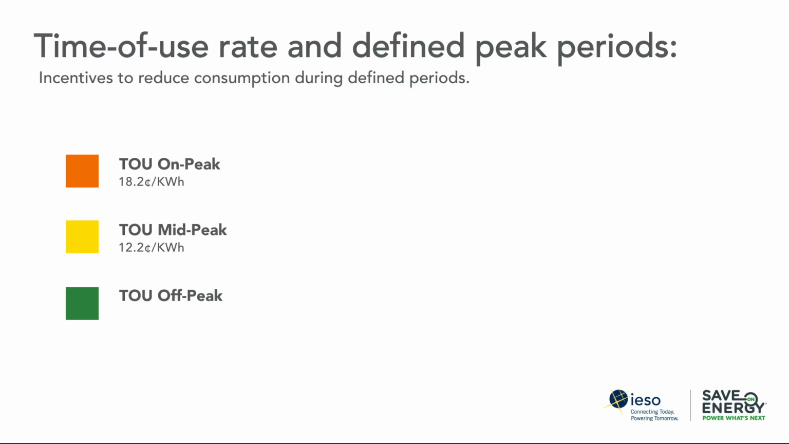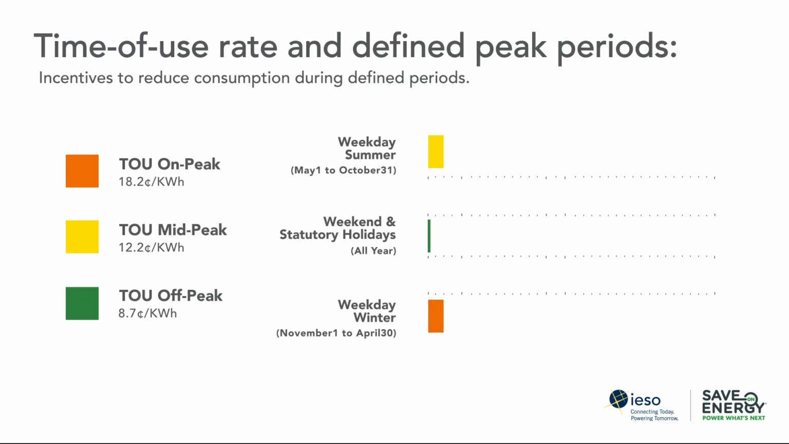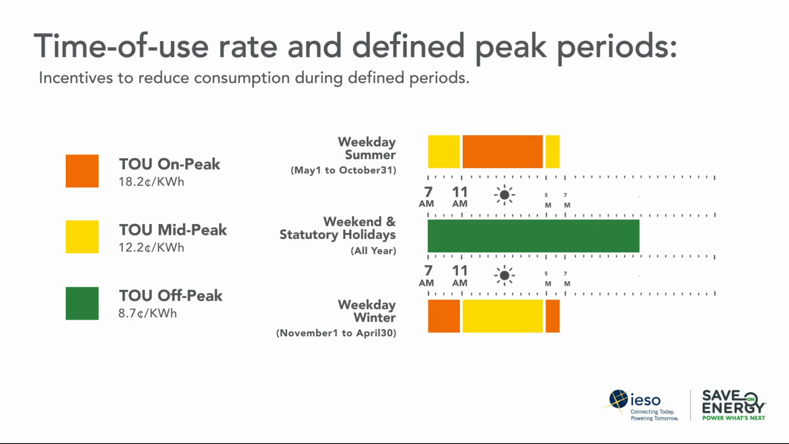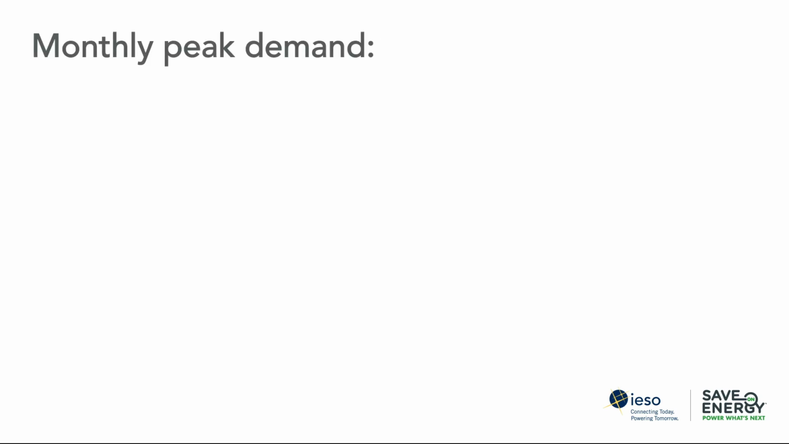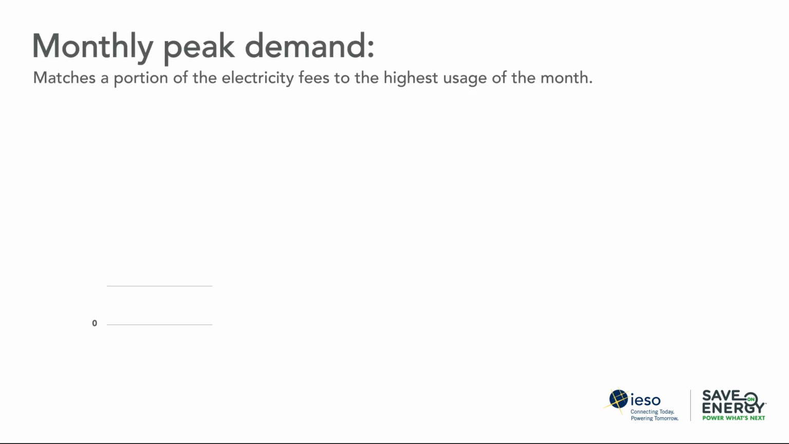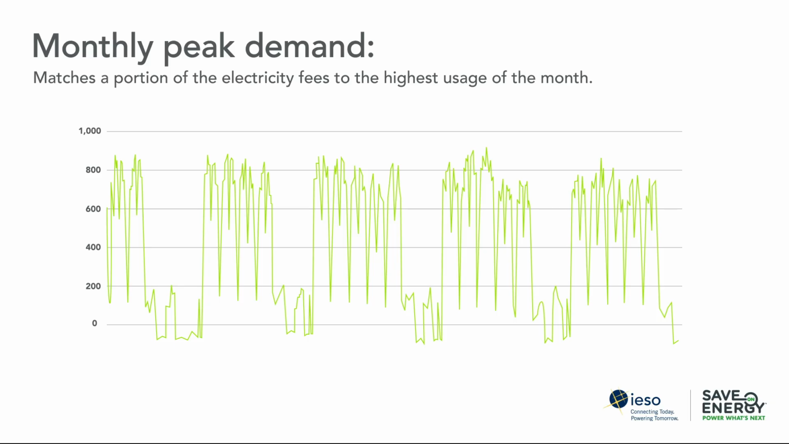Some facilities may be subject to time-of-use rate structures that define peak periods when the cost of electricity is higher to discourage the use of electricity during those periods. A portion of your monthly bill is often determined by your monthly peak demand. This monthly peak is the highest instance of electrical demand during the month or billing period.